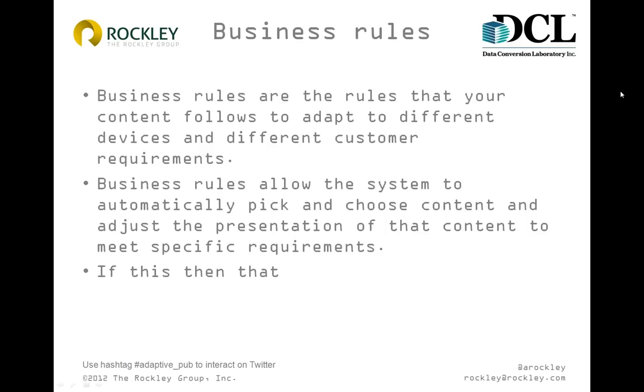And these are the business rules that allow the system to automatically pick and choose your content or adjust the presentation of that content to meet specific requirements. In essence, what you're doing with a business rule is you're saying, if this is the situation or the context in which the content finds itself, then do that with it. And so you define your business rules.